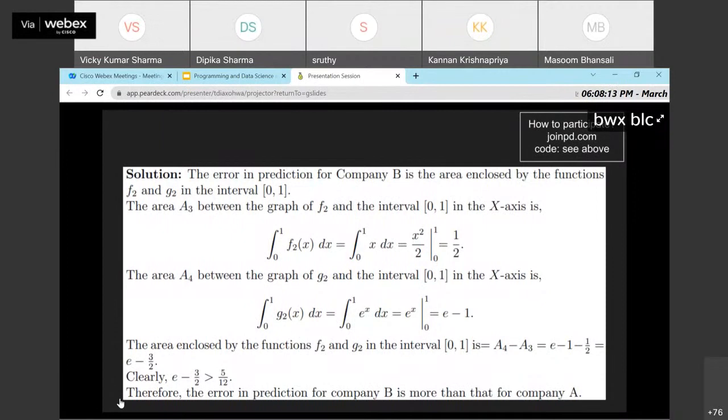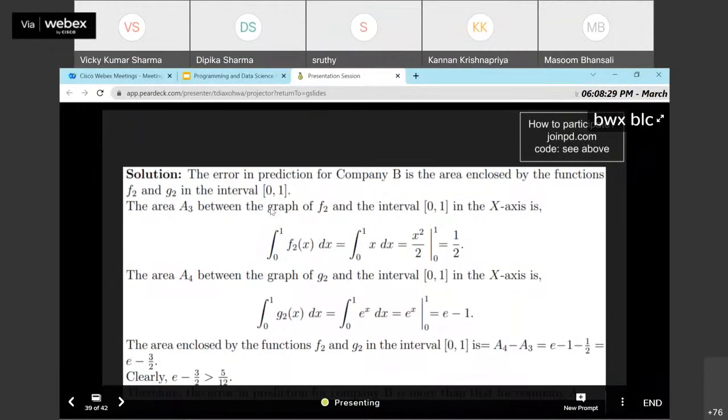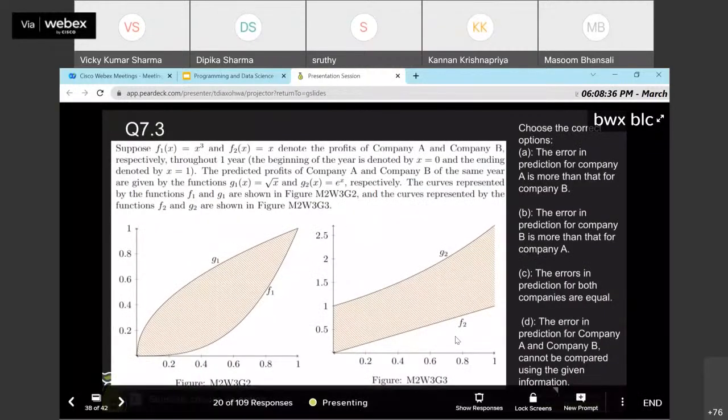So you told it right. It's just the same way we'll find the integration for company B, the error in prediction for company B. The same way as we did for the previous one, we'll find out what the error is. First we'll find the area under the curve G2. G2 minus F2 we are doing here because G2 is this entire region, this shaded region plus the below region, and F2 is just the below region. So when you subtract G2 minus F2 in the interval 0 to 1, you get this shaded region. That's what we do.